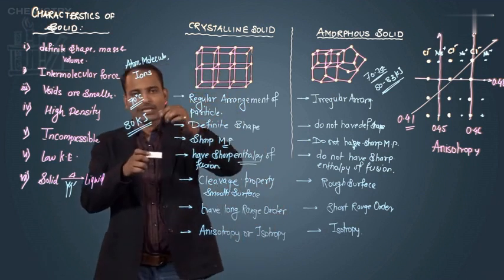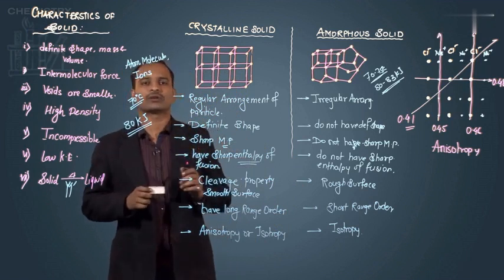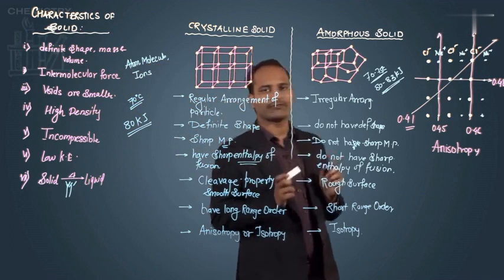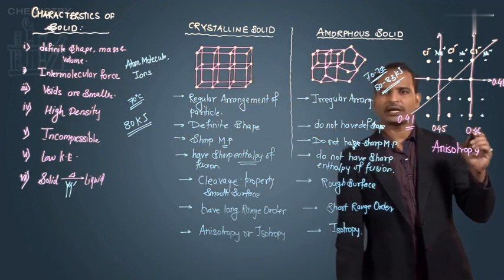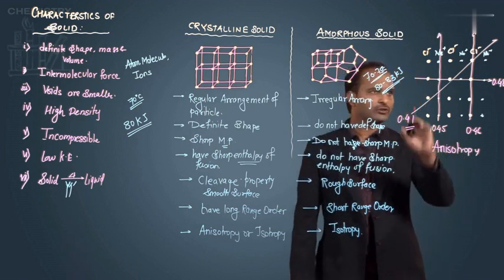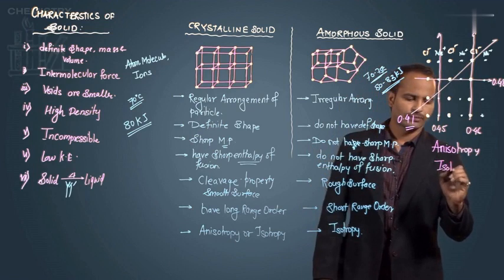But if the property measured in all the directions gives the same value, then such solids are called isotropic. So if the values are different, it is anisotropy, but if the values obtained in all the cases are the same, then it is called isotropy.